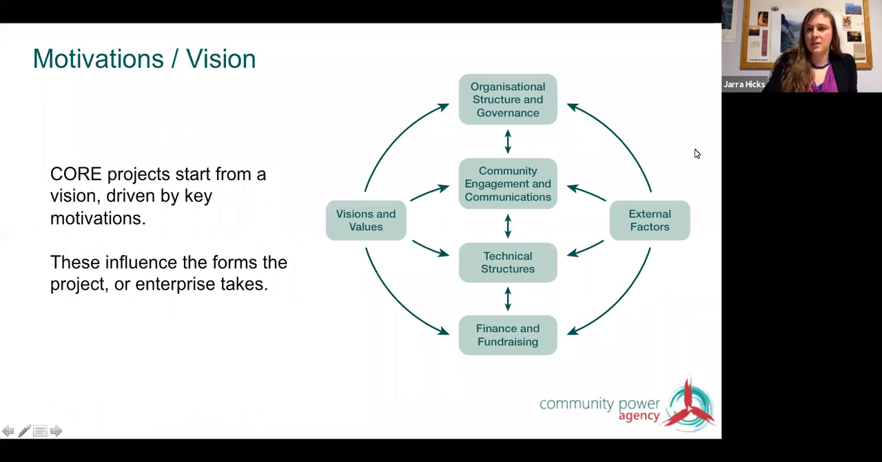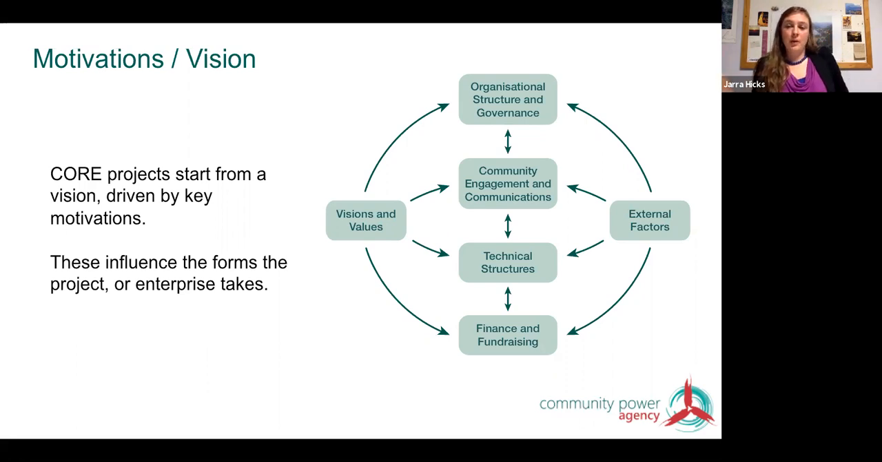So this is just a bit of a schema for how at Community Power Agency we think about this design process of a project, where your vision and values, your motivations feed in from one side. They influence those four aspects in the middle, those four aspects of an enterprise's design. So the organisational structure, the community engagement, the technical aspects, and of course the bits that we're talking about tonight, which is all about the economics, which includes the finance and the fundraising.